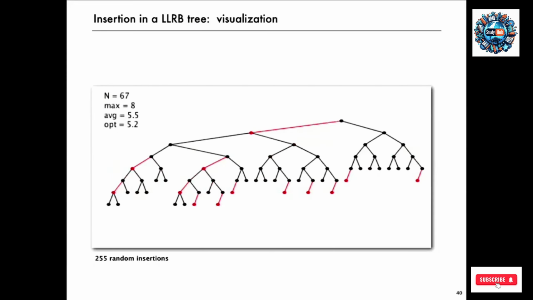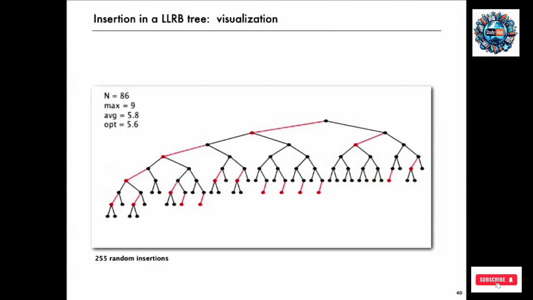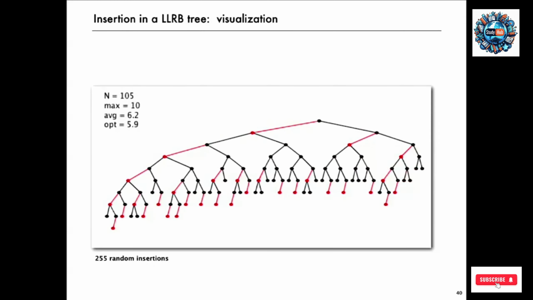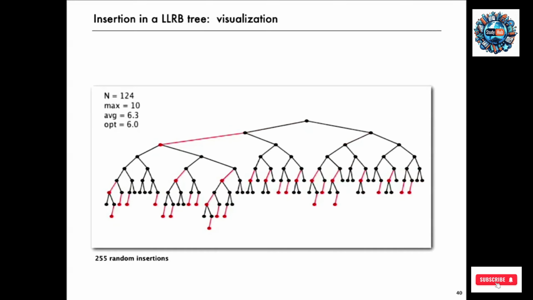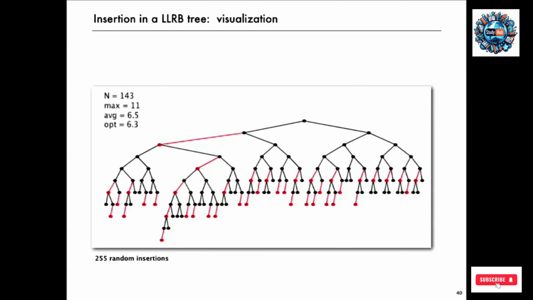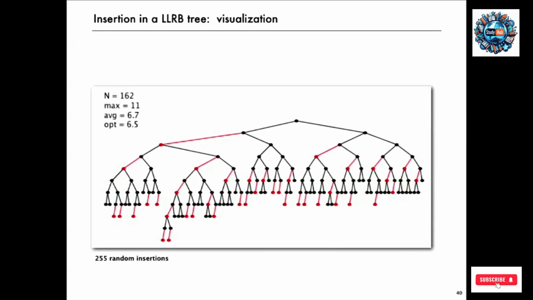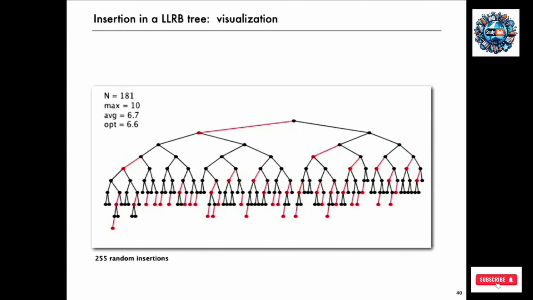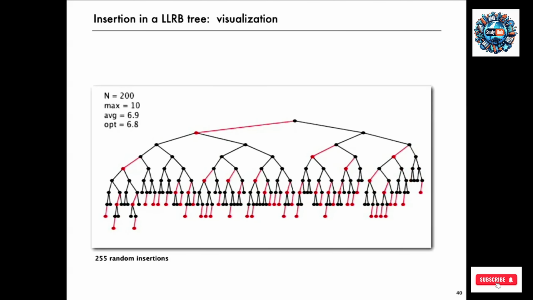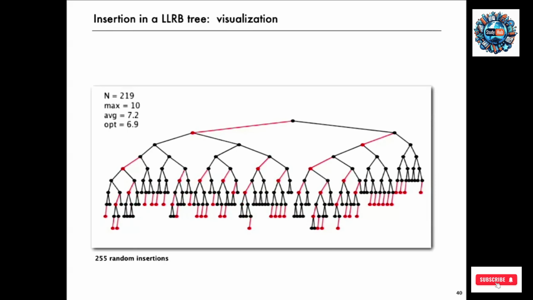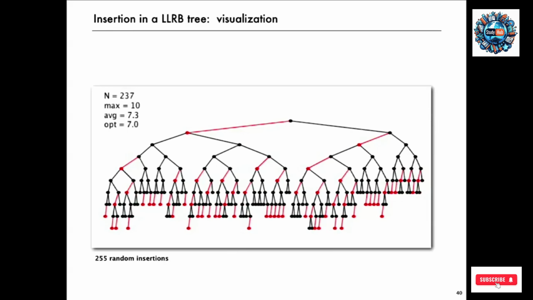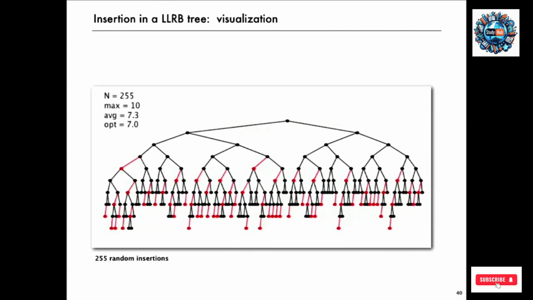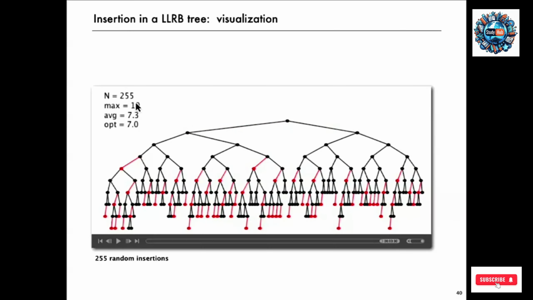It's guaranteed that the longest path, which is alternating red and black, can be no more than twice as long as the shortest path, which is all blacks. And so in this case, the longest path is 10, and the average path is 7 for 255, very close to log base 2 of n.